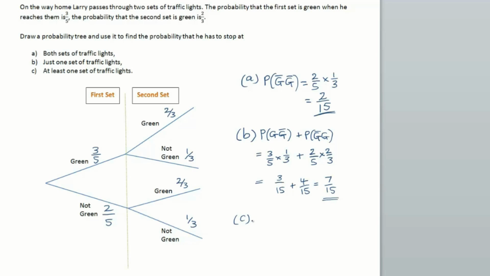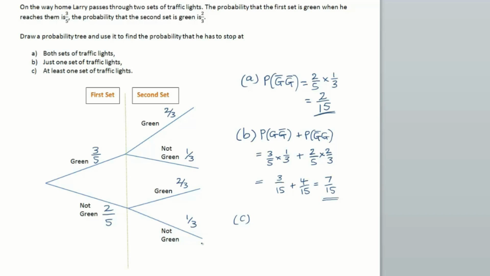Now this last question, there's two ways of answering it. At least one set of traffic lights. He has to stop at least one set of traffic lights. Means he could be green first, followed by not green. Not green, followed by green. But at least one means both as well.